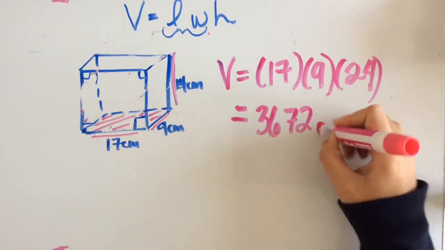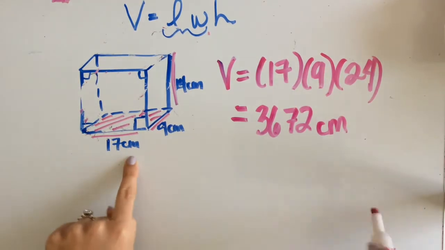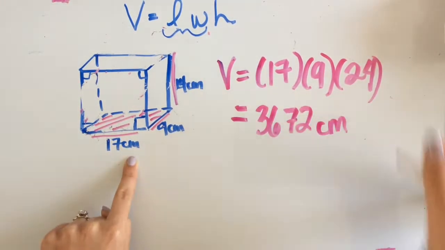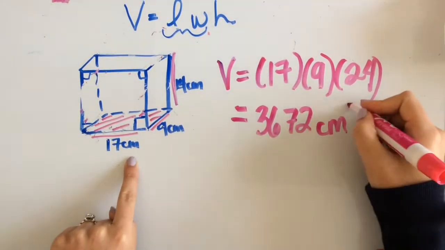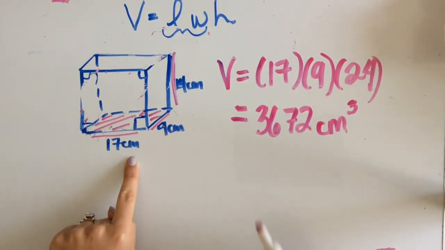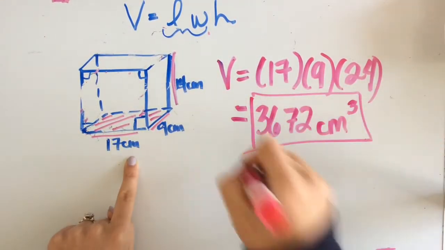3,672. This time we were working with centimeters, but now we're working with three-dimensional space. So instead of square units, we're using cubic units. So it's centimeters cubed because it's three-dimensional.